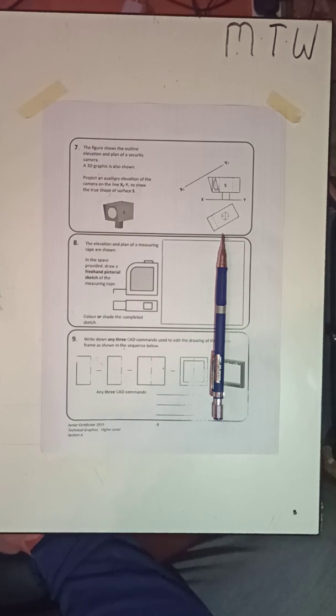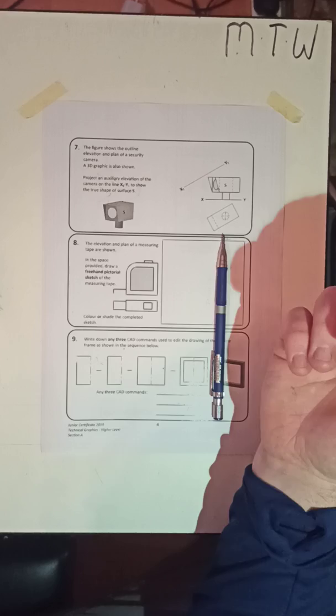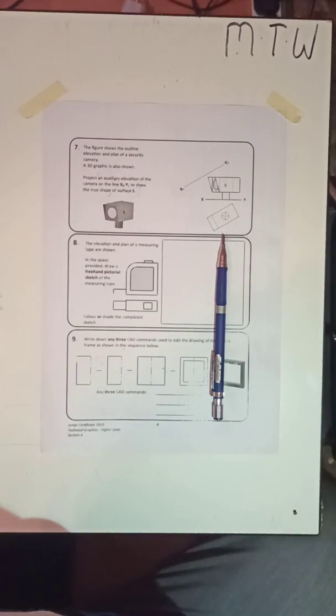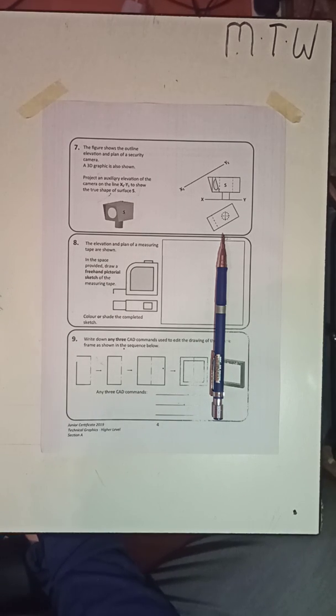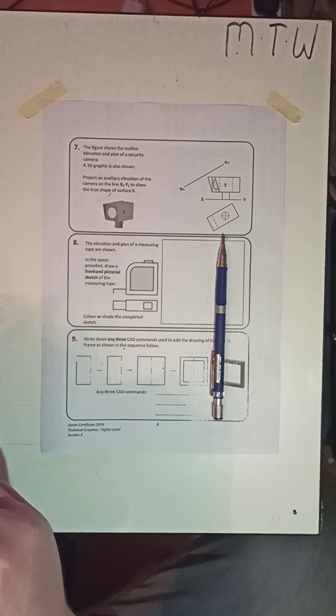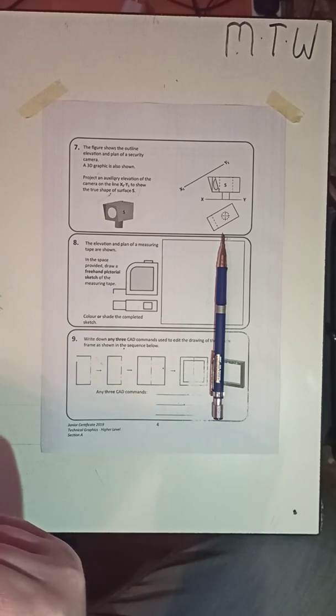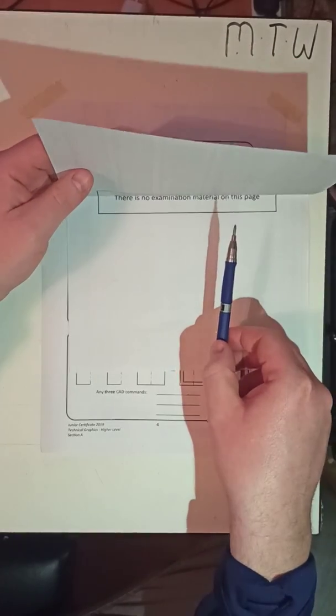Now, what we would have done in orthographic projection is we'd have rotated that surface around so that we could see the true shape of it. But this is an alternative way of doing it, and I might show it to you next year in orthographic projection. So the figure shows the outline, elevation and plan of a security camera. A 3D graphic is also shown. Project an auxiliary elevation of the camera on the line x1, y1 to show the true shape of surface S. Now, there is an alternative to doing this. So, remember I was saying to you before, your elevation and plan are the two planes. So you've got your horizontal plane and you've got your vertical plane.